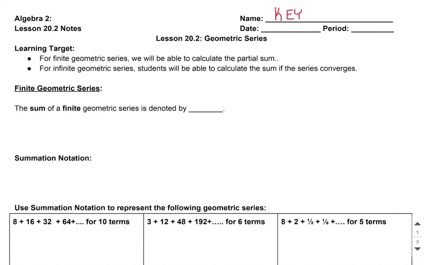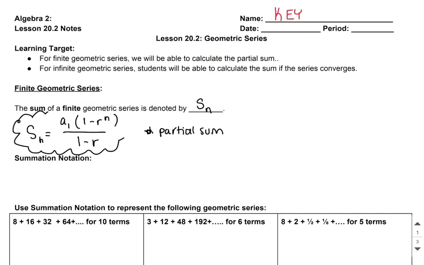Just like with arithmetic series, the sum of a finite geometric series is denoted by the partial sum S sub n. I'm just going to give you the formula for it, because deriving it would take too long. S sub n, the partial sum, is equal to the first term times 1 minus r to the nth power, all over 1 minus r. So this is the partial sum of a geometric sequence or series.